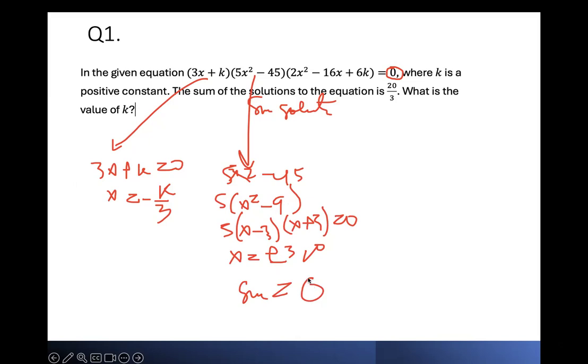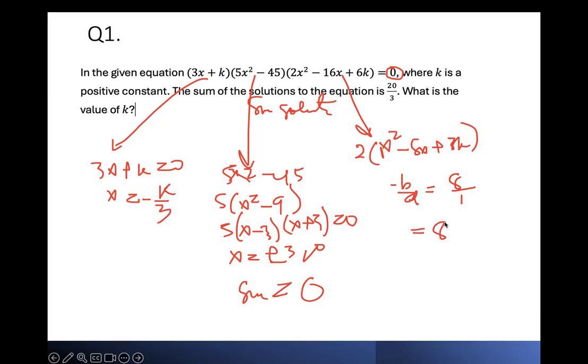And then the last one, this equation looks complex. But if you factor 2 out, you have x² − 8x + 3k. The sum of the solutions of this quadratic is −b over a. Our b is −8, therefore this is 8. Our a here is 1. Boom, you have it over here, and therefore this is 8.